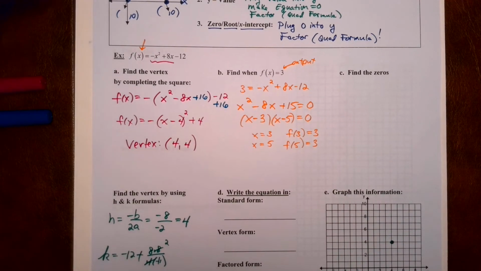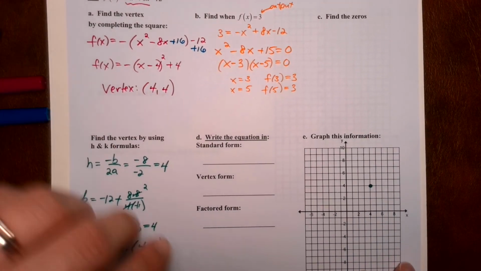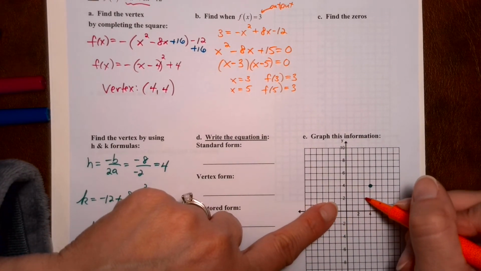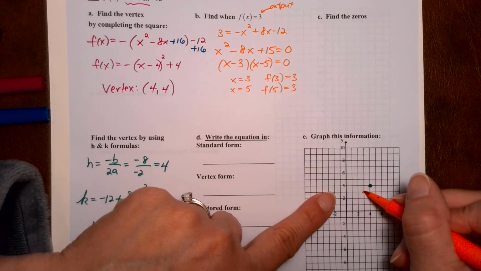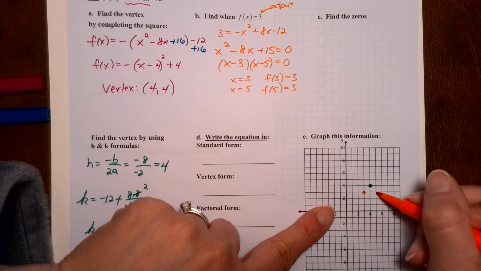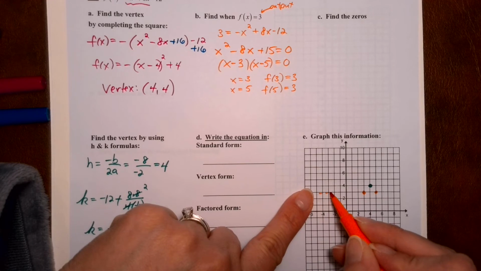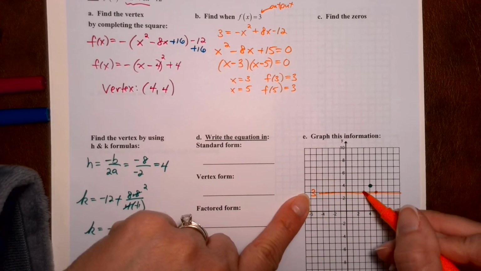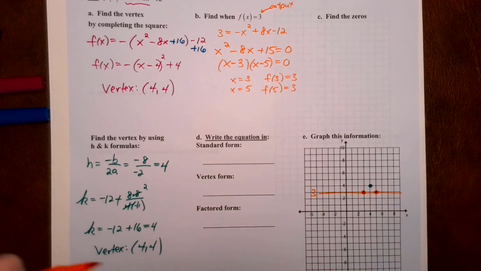Let's go plot those points on the graph. 3 gives us 3 and 5 gives us 3. Okay, so sometimes people go like this. At this point right here, this is a value of 3. The parabola is going to touch that value 2 times.